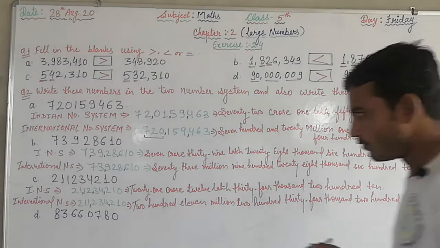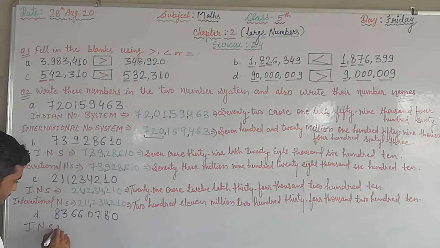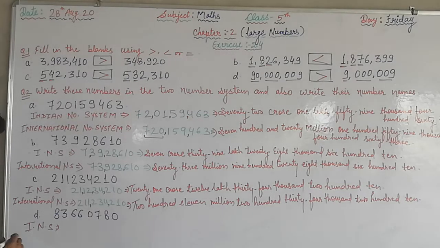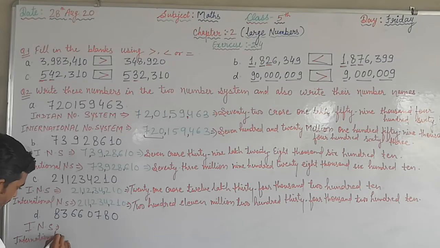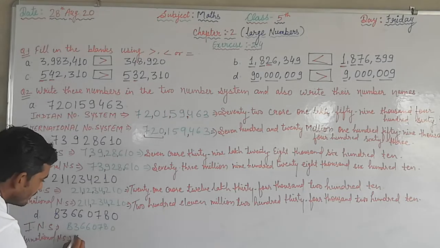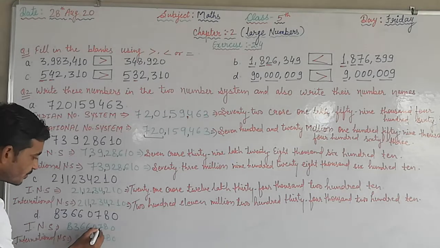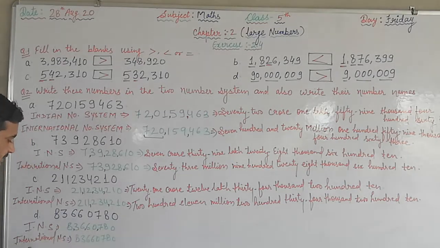See here, first of all you have to write in the Indian number system, that is INS. Write the digits. Next, in the international number system, first you write the number 83660780. Now you put the commas according to both number systems. First you place a comma after 3 digits, then after every 2 digits in the Indian number system, while in the international number system you place a comma after every 3 digits.